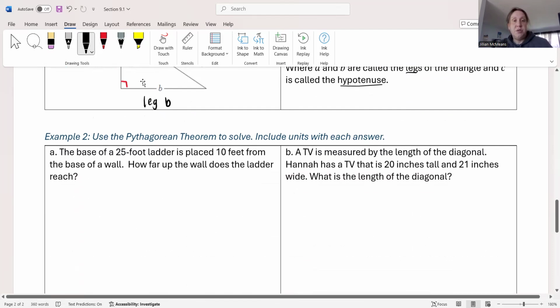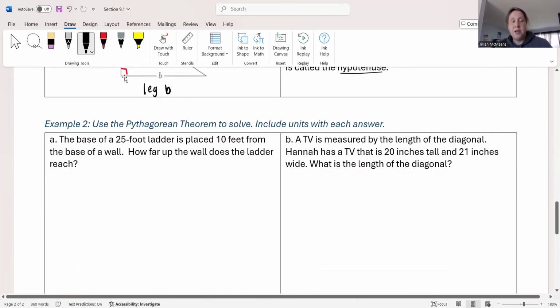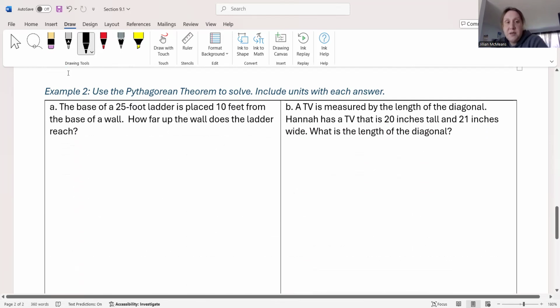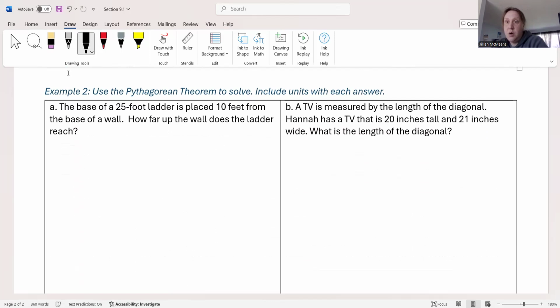Example 2 says use the Pythagorean theorem to solve, include units with your answer. We have that the base of a 25-foot ladder is placed 10 feet from the base of the wall. So the bottom of the triangle is 10 feet away from the base of the wall, and the ladder itself is 25 feet.